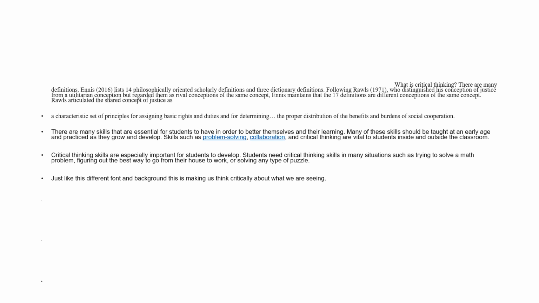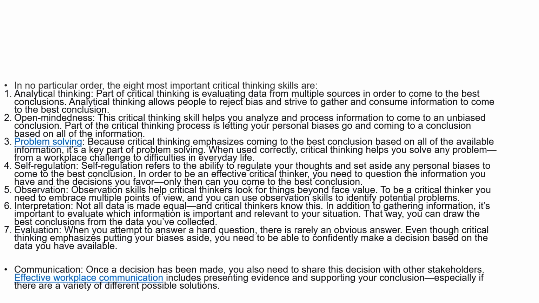Just like the different font and background, this is making us think critically about what we are seeing. So personally, I feel like critical thinking a lot of times is common sense. Like, stop, think about it. What's the best situation to put yourself in? Whether it's the math problem or, what's the simplest way to handle the problem?